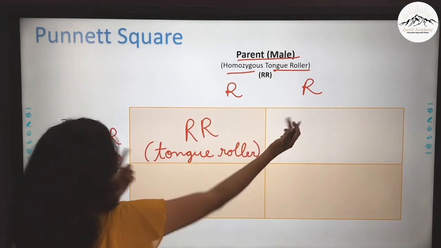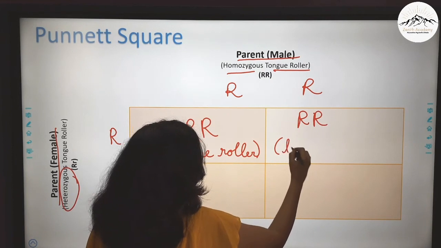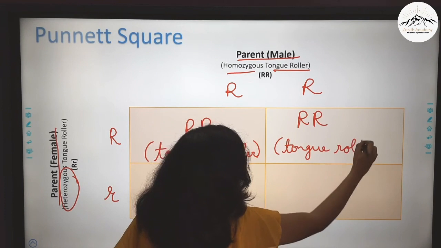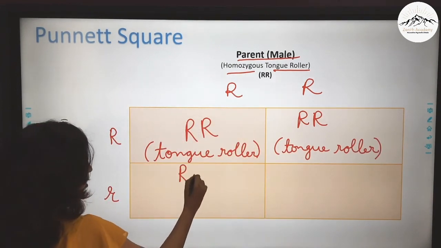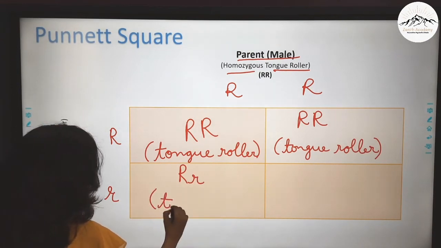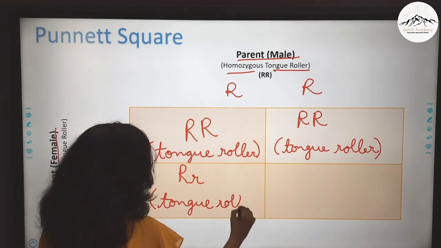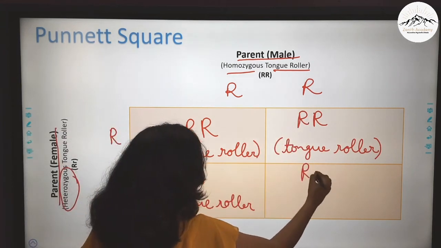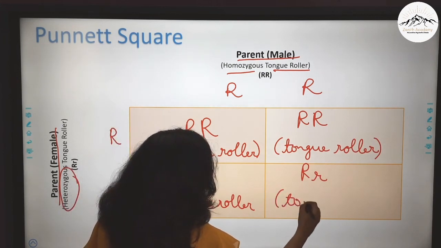Now here if you combine these two, again capital R, and the phenotype is tongue roller again. Now here capital R and small r, but since this is dominant, again the phenotype is tongue roller. Here again capital R and small r, but since a dominant gene is there, this also is a tongue roller.